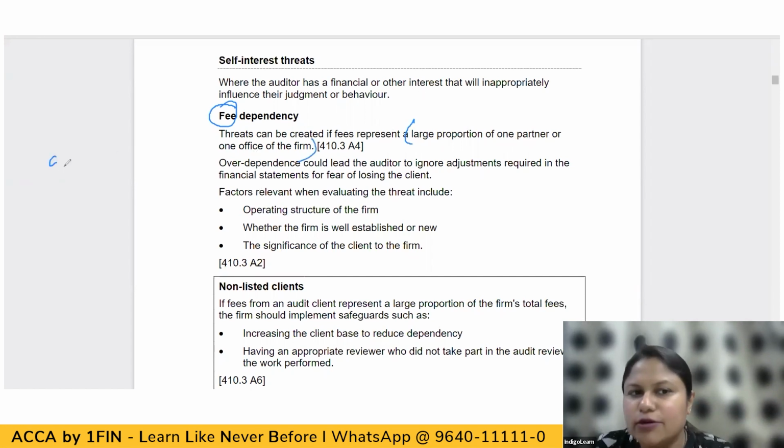So when I give the example of 2 crore out of 10 crore, 20% is a large portion, which is purely dependent upon A Limited's audit. So in that case, definitely we don't want to lose A Limited, because of which we will try to be a little compromising on our objectivity. Then over dependence could lead the auditor to ignore the adjustments. So we don't try to correct the misstatements required in the financial statements with the fear of losing that client. Is the concept clear?